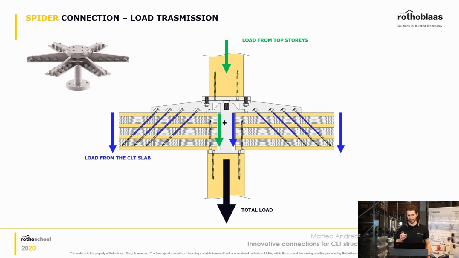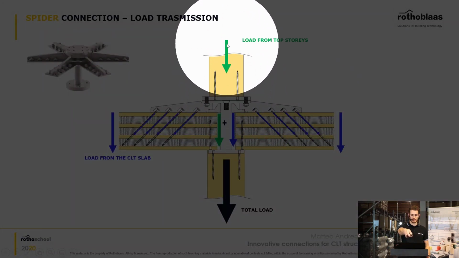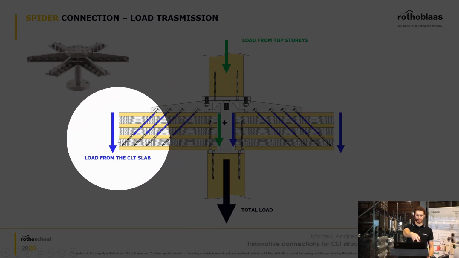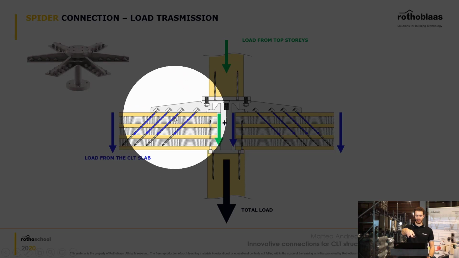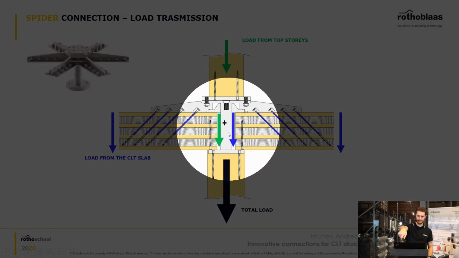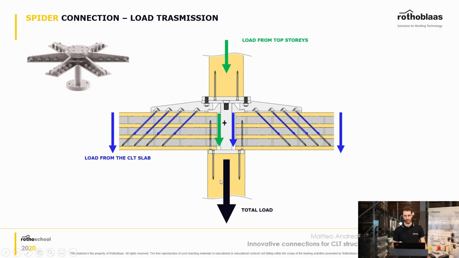First of all, how the loads are going into our connection. Of course, you have the load that comes from the upper floors, which is going down here, and you have to add the load from the CLT slab, which is the one you can see right here. You have these very long full threaded screws, which are attached to the CLT floor panel. This CLT floor panel is attached with these inclined screws to the arms of our spider connector. And so these big arms are bringing all the forces down here, and so the total load is the loads from the upper stories plus the loads from the CLT slab.